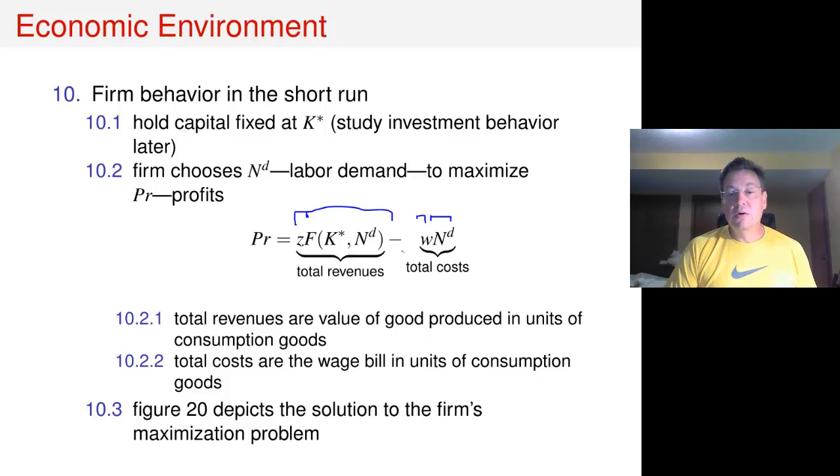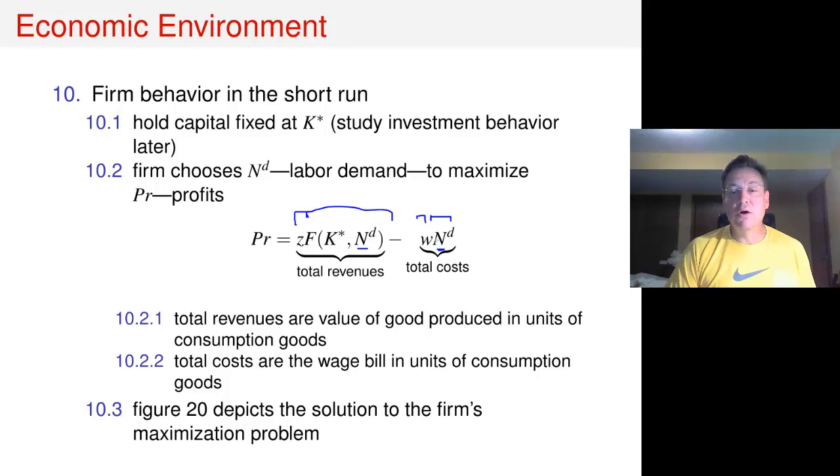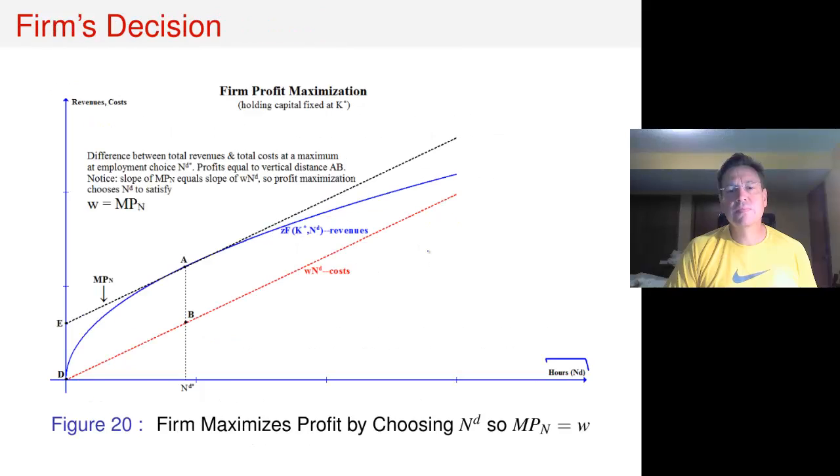And what the firms are going to do is they're going to hire labor up to the point where profits are at their maximum. Now, profits are going to be at their maximum when the difference between total revenues and total costs is the largest. We can see this in this graph. What we have plotted here is hours worked, and both revenue and cost depend on the number of employees or hours worked.